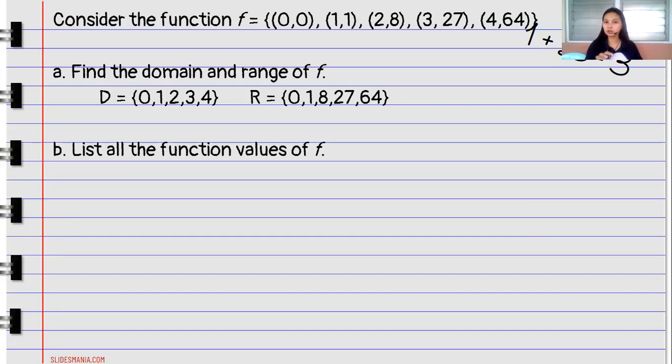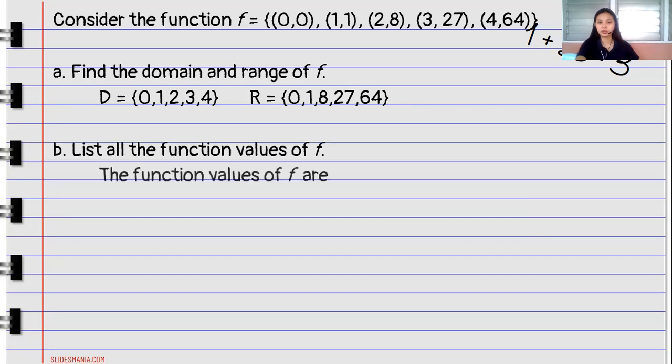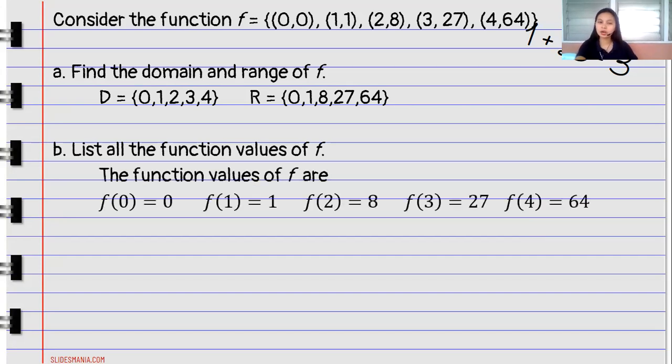List all the function values of f. All the function values of f po. So, the function values of f are f of 0. Ayan po. So, saan po nanggaling yung mga yan? So, ito pong mga zero na yan, yung nasa loob po ng parenthesis, ayan po yung domain po natin. Ayan po yung values of x ko. Na kung saan, if I will substitute it to our given function, yung y po yung makukuha natin. Di ba ganun po yun?